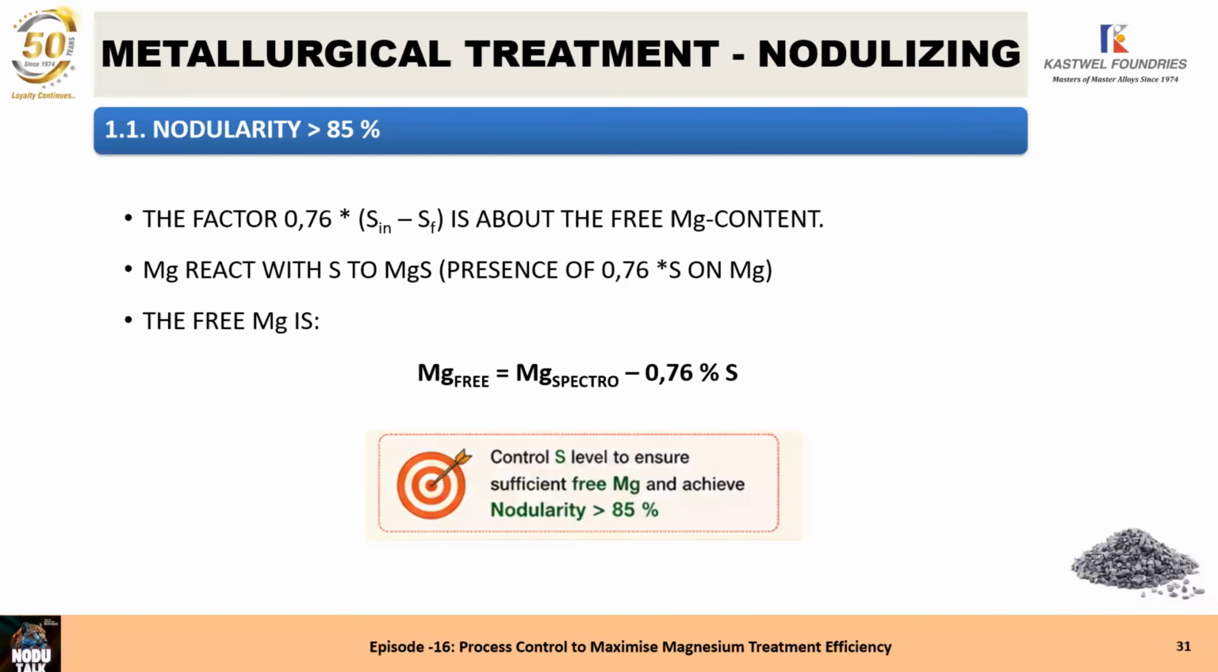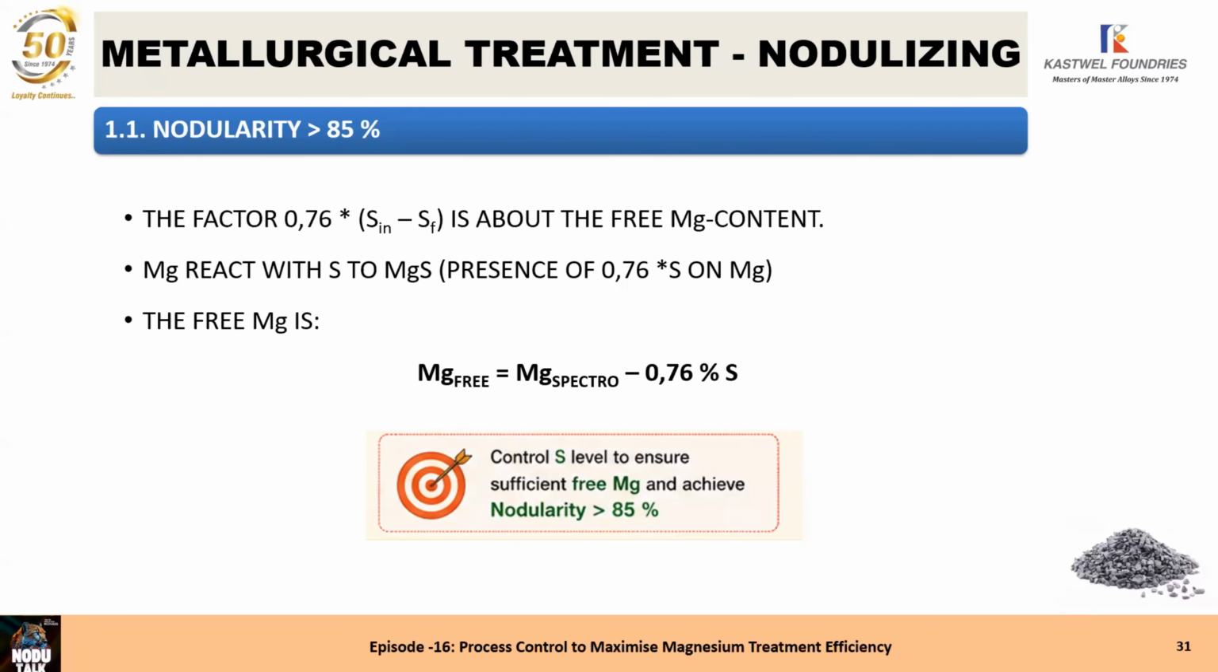The free magnesium which is required is equal to the magnesium indicated by the spectrometer analysis minus 0.76 times the sulfur indicated by the spectrometer analysis. The spectral report, which indicates the magnesium content and the sulfur content, should be used to determine how much free magnesium is in our metal after magnesium treatment. The free magnesium is required to be known because that controls the nodularity of the graphite. So free magnesium is the magnesium specified by the spectrometer minus the magnesium tied up by the amount of sulfur represented in the report of the spectrometer.